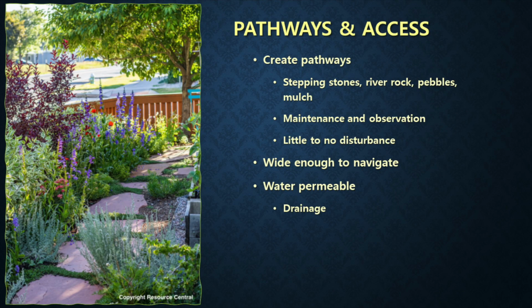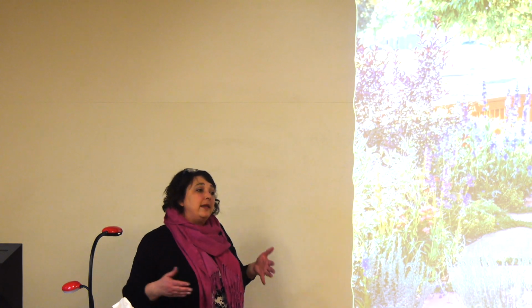Pathways and access. Think about putting some pathways through there. Number one, this allows you to move through your garden and observe your pollinators with minimal disturbance. But then also, you can get your gardening tools through here. Think about that. If you take wheelbarrows through, you need to put out more mulch, okay? So make sure that it is wide enough for you to get through, and any maintenance materials you also need to get through.